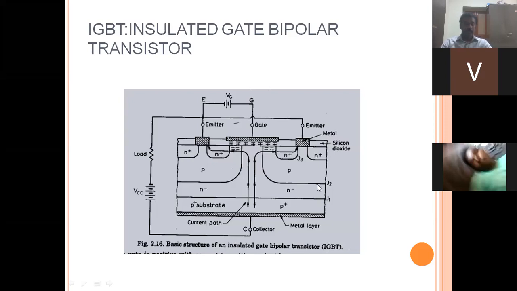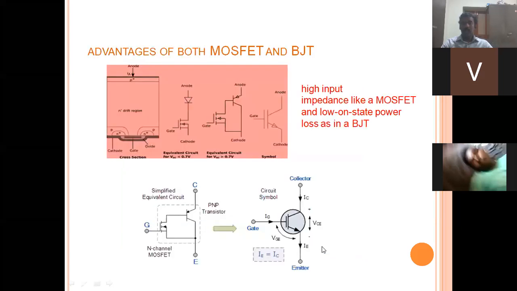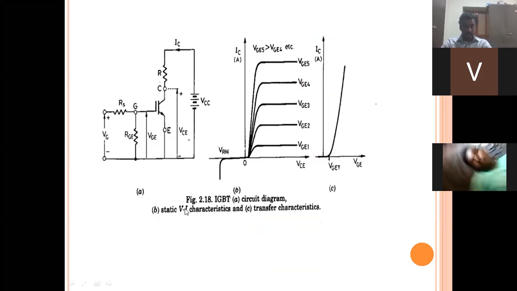Why are they employed? These IGBTs have a high handling capacity, and second, the conduction losses are less. These devices have very low conduction losses, and they have a high switching frequency.